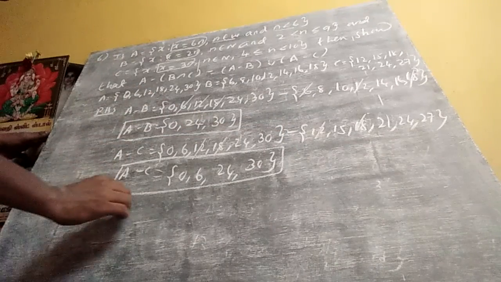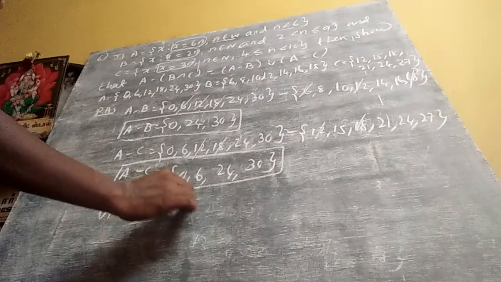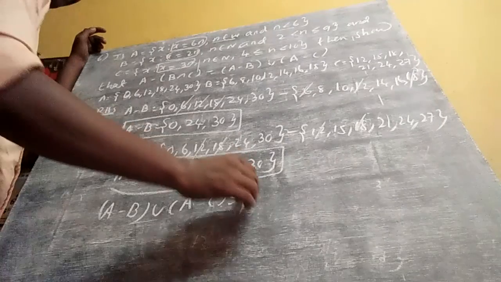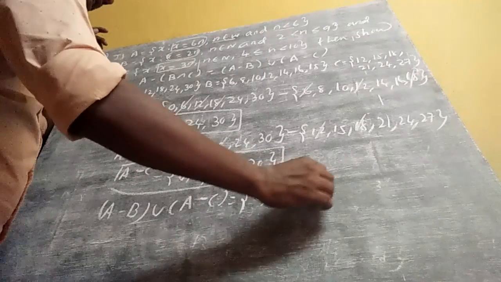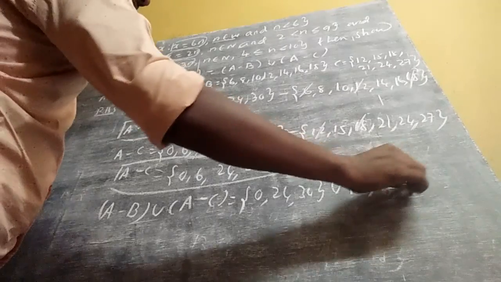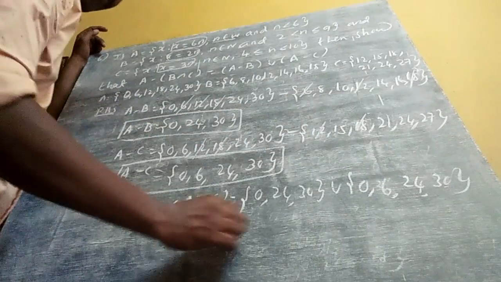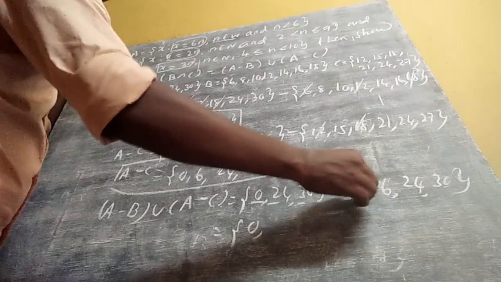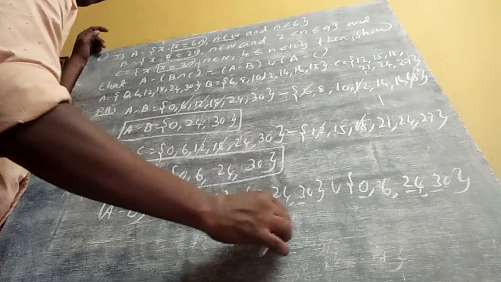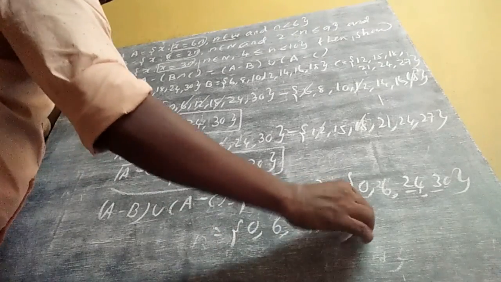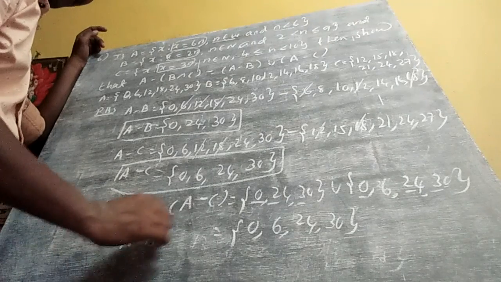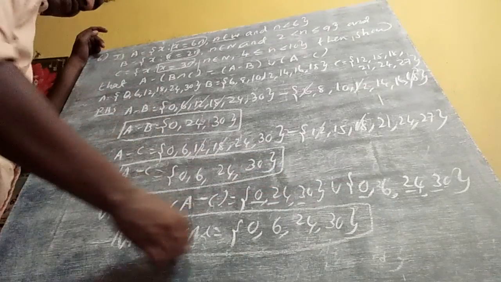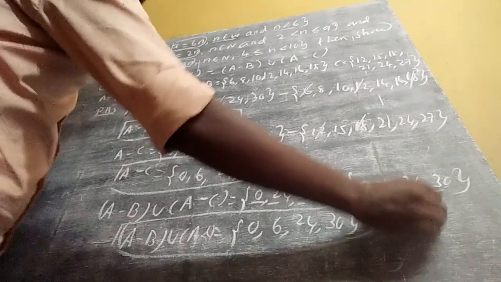But the question is A minus B union A minus C. Union means what? We have to join, no? So here 0, 24, 30 union 0, 6, 24, 30. Now join it: 0 is common, 24 common, 30 common, and 6 alone remains, so 0, 6, 24, 30. In a set the order is not important. We can write in any order, ascending, descending or mixed. Okay. So this is equation 2.